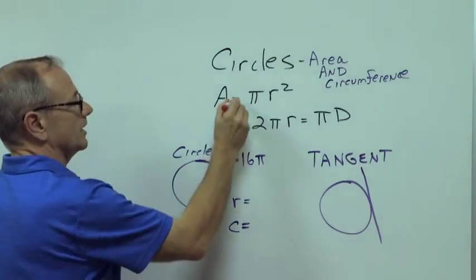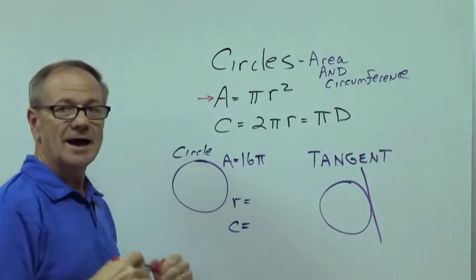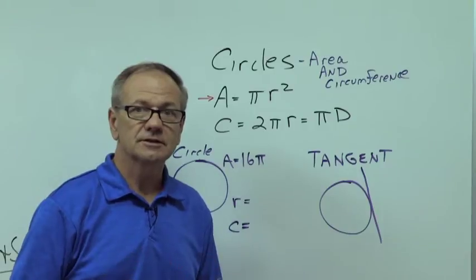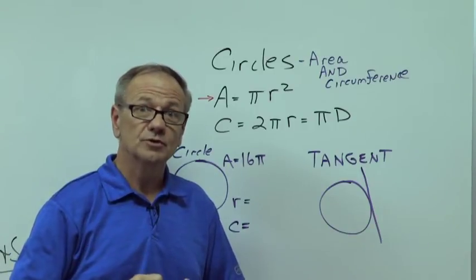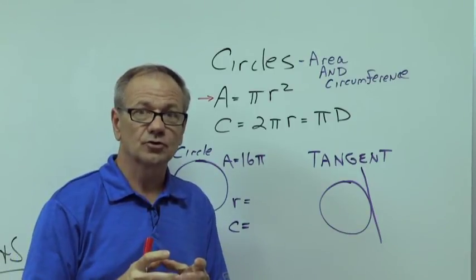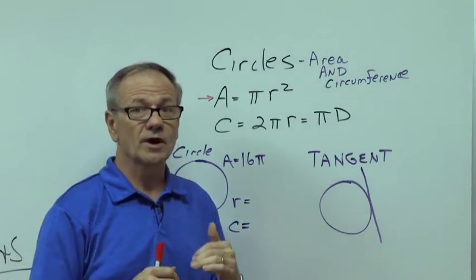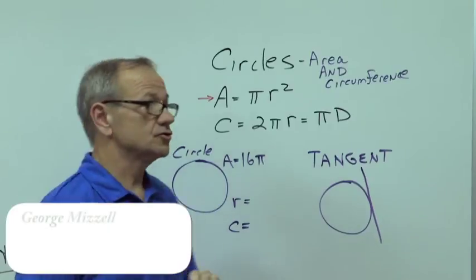Your formula for the area of a circle is pi r squared. Now, almost every time I see this given on the ACT test, the ACT will give you the diameter of the circle, and you have to remember to divide it by 2 to get the radius and then square that. They will have both answers on the test.